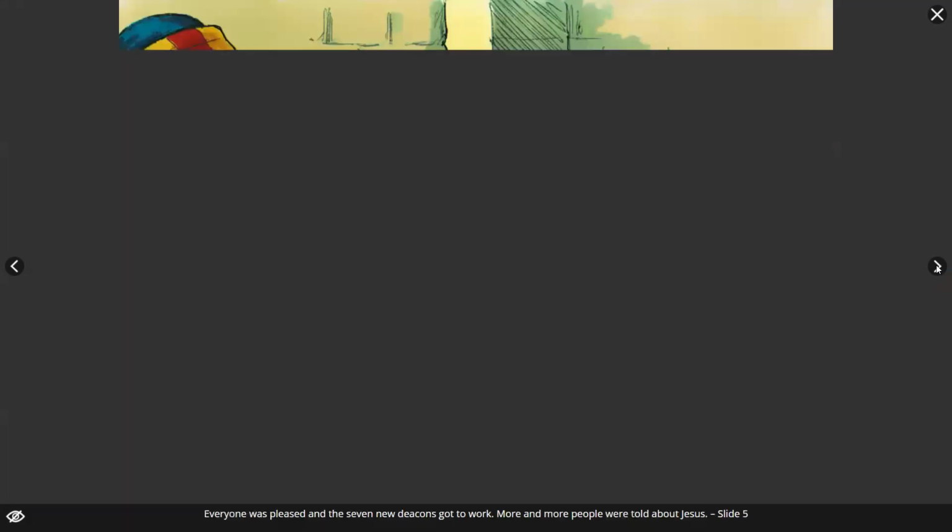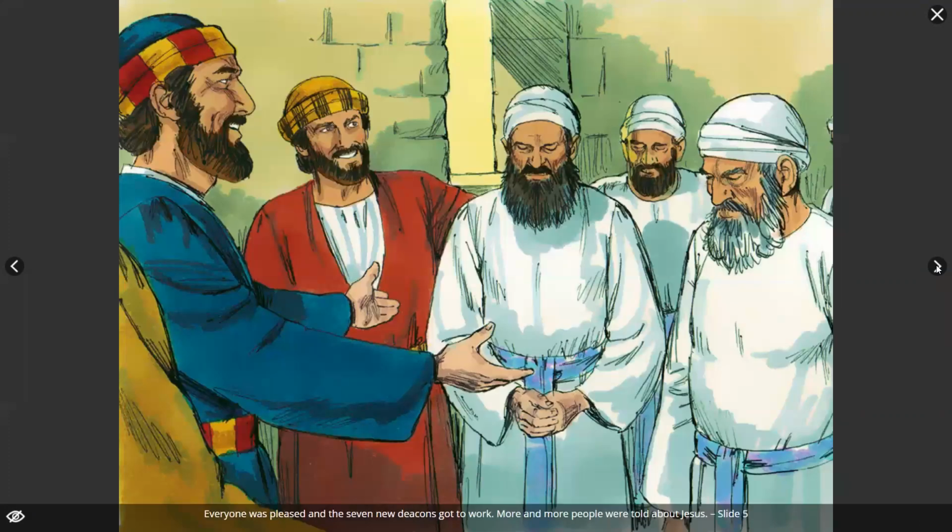Daniel, can you read the bottom? Everyone was pleased, and the 7 new deacons got to work. More and more people were told about Jesus. Very good. So the 7 deacons did their job with dignity and honesty, and they did it rightly. And everyone was pleased, and the issue was solved.